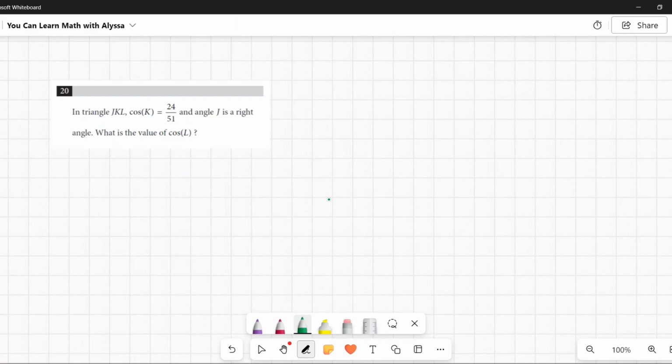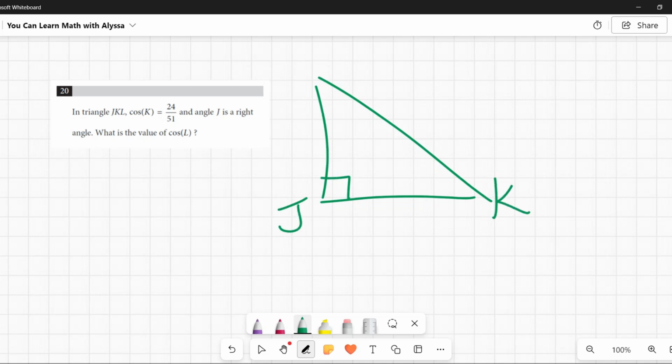Number 20, in triangle JKL, the cosine of x is 24/51 and angle J is a right angle. What is the value of cosine L? Okay, so I've got a triangle JKL and I'm told J is a right angle. So JKL, and the cosine of K is 24/51.